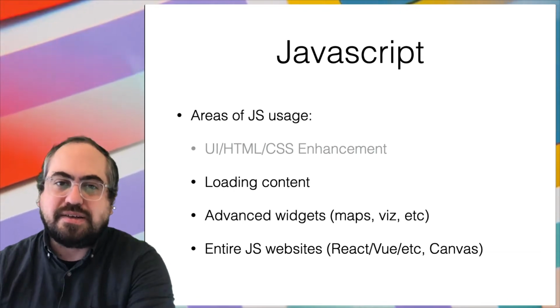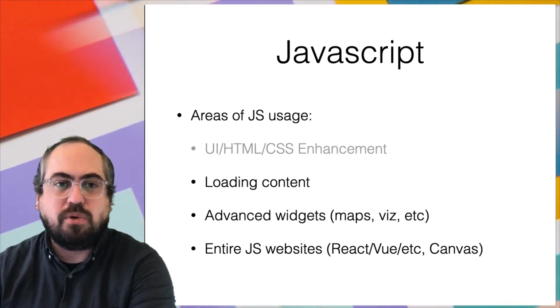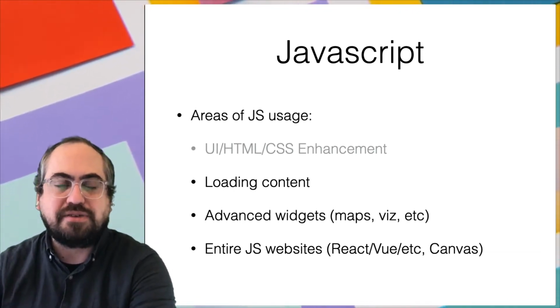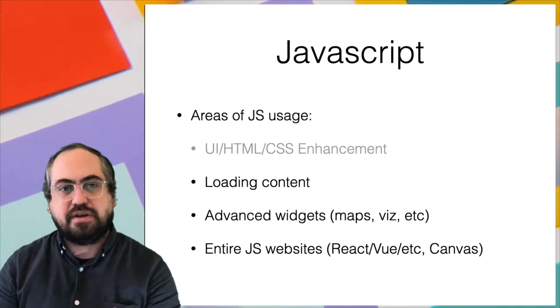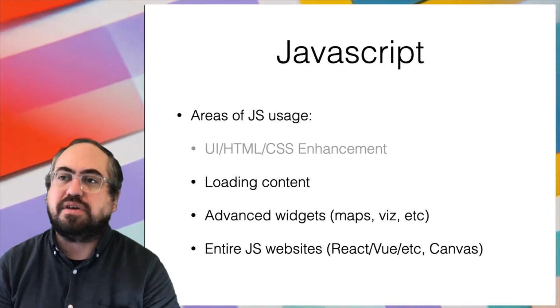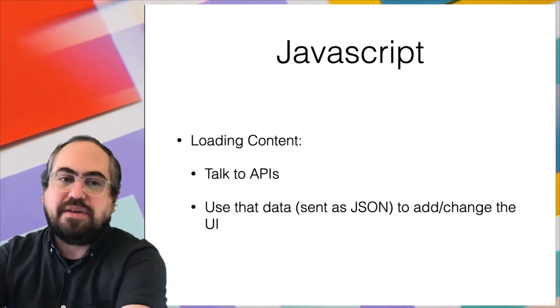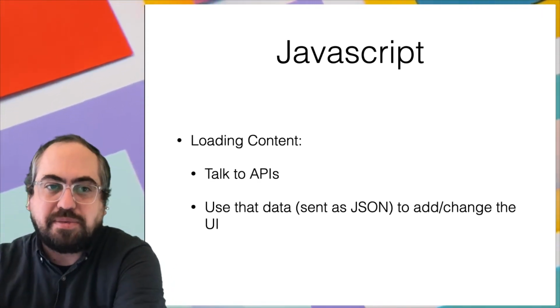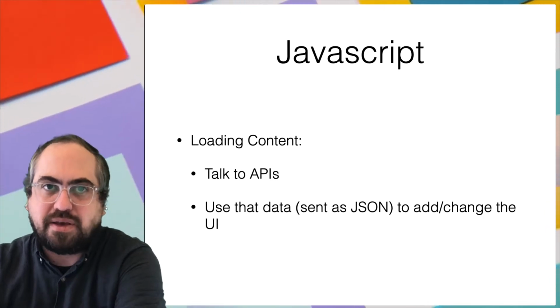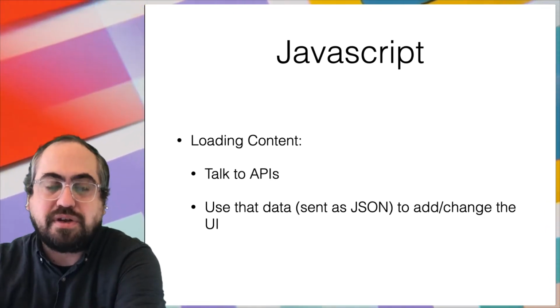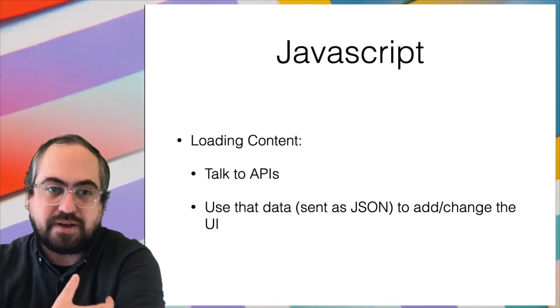And so the next step would be not just altering what's there, but actually creating new content or importing new content using an API. So we're going to look at loading content, and to do that, we need to talk to an API. An API is basically a web server that instead of returning an HTML page, returns data.